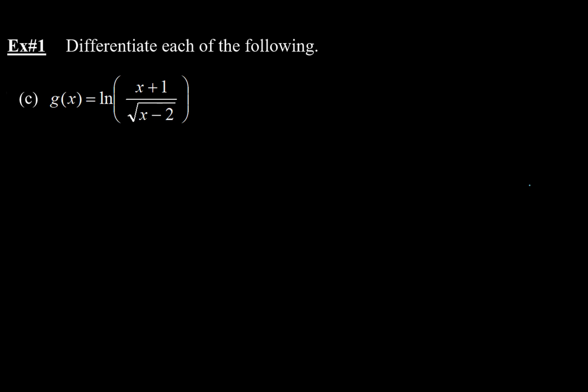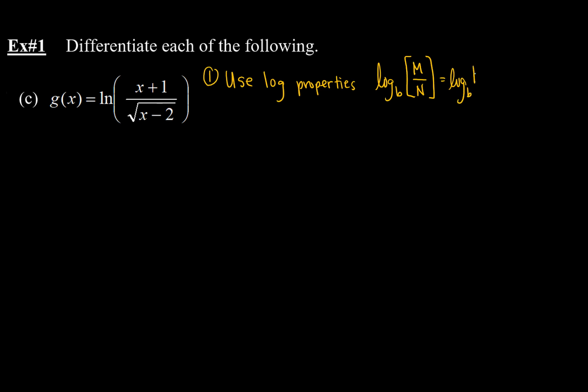This problem is interesting. There's two ways you can do it. First way is quick, and that's to use logarithmic properties. Specifically, the logarithmic property that we're going to use involves the quotient. If I have a quotient inside the argument, that means I can split that up and subtract the logarithms. Then I can take the derivative.